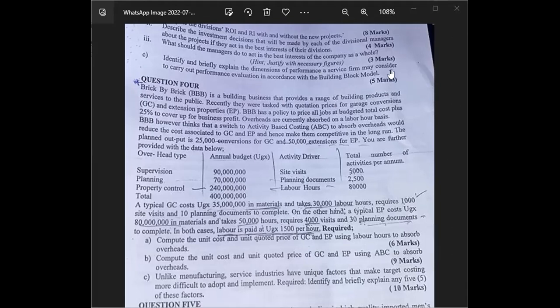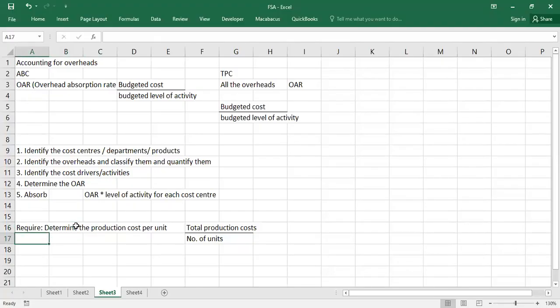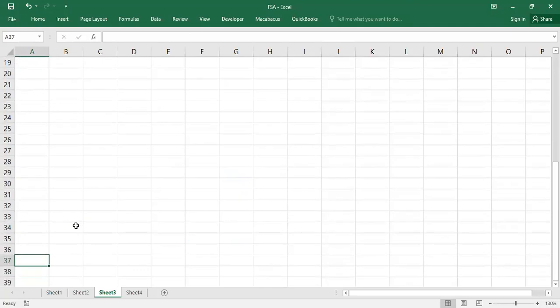So if I may share my worksheet, whenever you are asked to determine anything to do with costs and there are several products, always have your lineup as detail. You may have a total column or you may not; that is really optional. Then put the products, the cost centers. In this case we have the GC and the EP. Those are my products or cost centers in this regard, or departments.